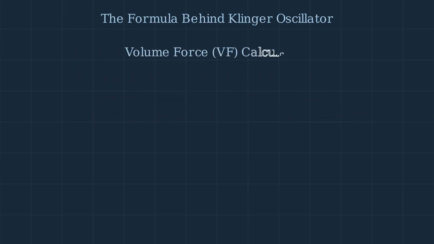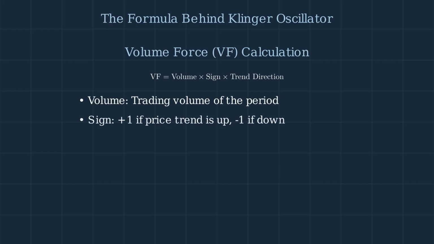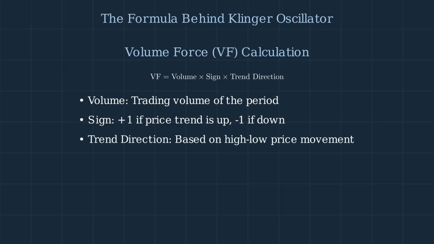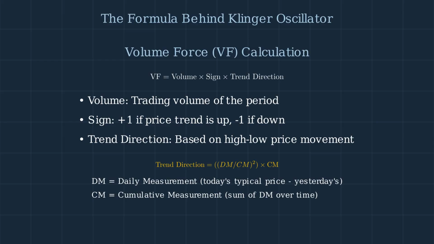First, we calculate the volume force, or VF. This measures the power behind price movements. Volume force considers three components: the trading volume, a sign based on price direction, and a trend direction multiplier. The trend direction is calculated using a formula that compares daily price movement to cumulative movement over time.